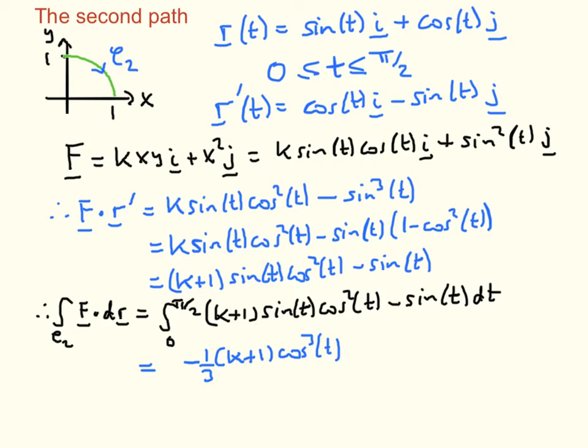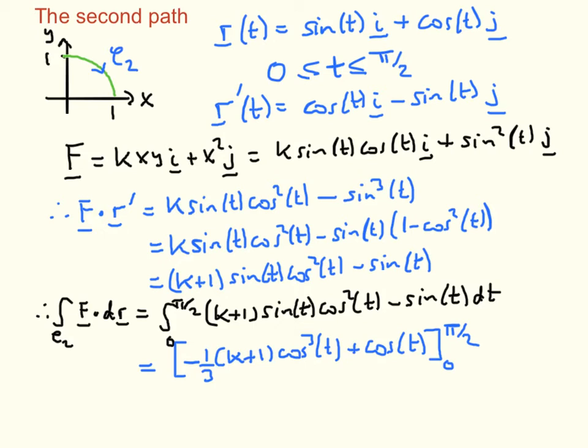And this is to be evaluated between 0 and pi over 2, but we've also got this integral here, and this is a very easy integral. It's plus the cosine of t. If you differentiate that, that gives you minus sine of t. So this is all between 0 and pi over 2.